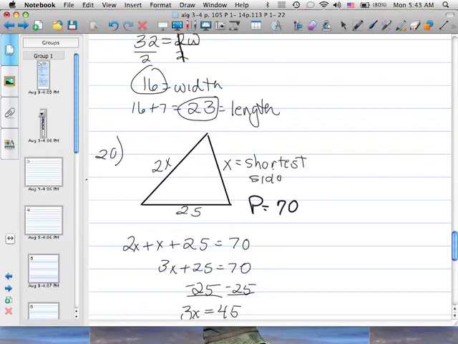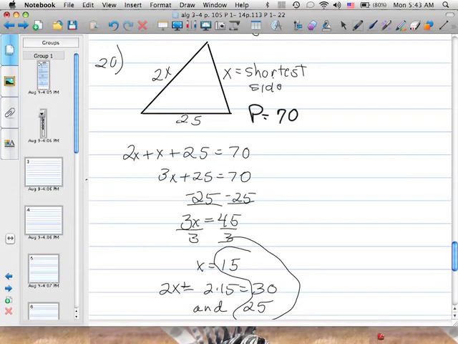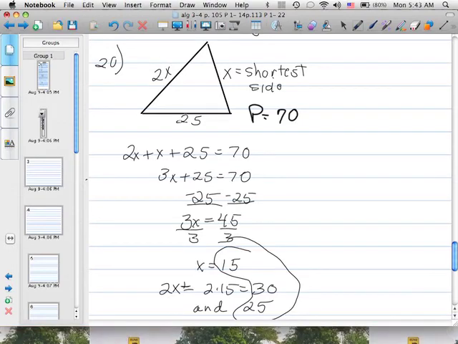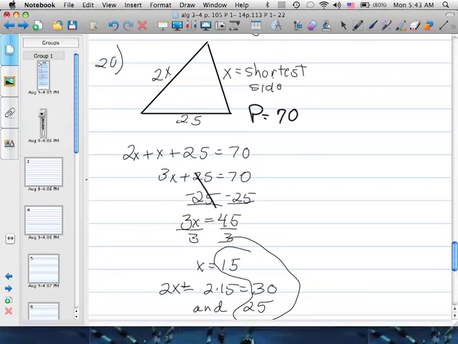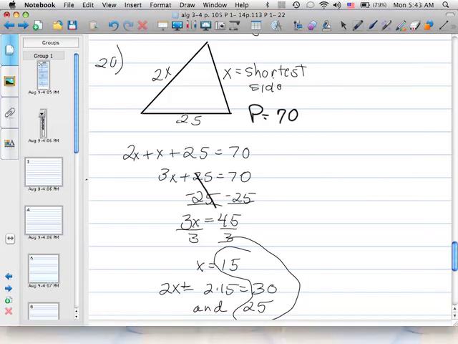Problem number 20. The longest side of a triangle is twice as long as its shorter side, and the remaining side is 25. So drawing a triangle, I'm going to let x equal the shortest side. And it said that the longest side is twice that, so 2x equals this side, and the remaining side is 25. They also say that the perimeter equals 70, the distance around.